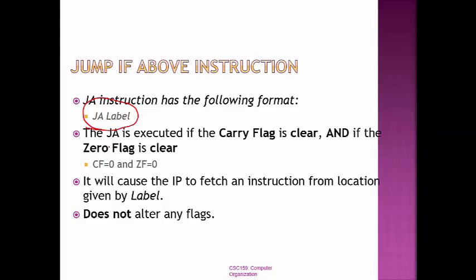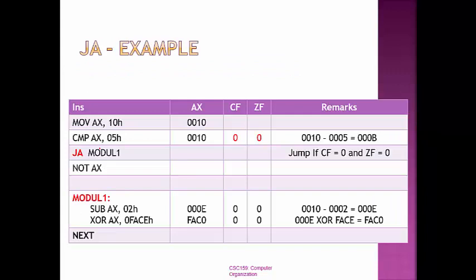So the instruction will execute if the carry flag equals 0 and the zero flag equals 0. And then this instruction will cause the instruction pointer to fetch an instruction from the location given by the label, and this instruction does not alter any flag. Dia just sama ada dia nak jump ataupun dia tak nak jump, depend on the conditions. And then dia tak akan ubah apa-apa flag, dia tak akan ubah apa-apa register.